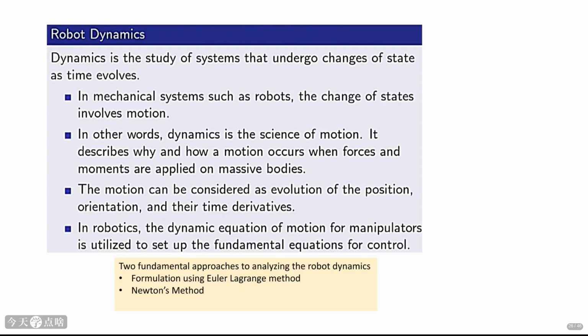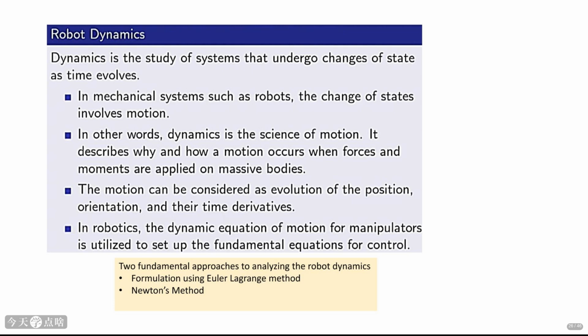Robot dynamics is essentially the study of motion. Why does the robot move? How does it move? It's the science of motion, focusing on how forces and moments cause changes in position and orientation. In robotics, understanding dynamics is fundamental for designing controllers that can make the robot move accurately and efficiently.